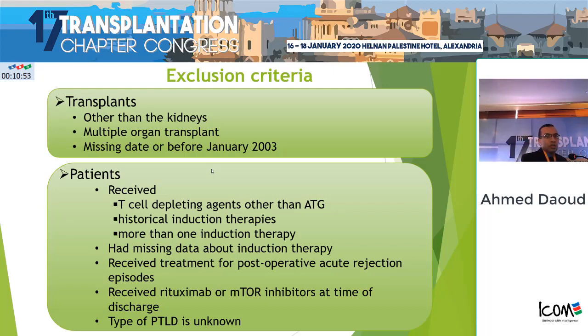Our exclusion criteria for the transplants were transplants other than the kidneys, multiple organ transplants, and missing date or date before January 2003. We excluded the patients who received T-cell depleting agents other than ATG, historical induction therapies like OKT3, or more than one induction therapy. We excluded patients who had missing data about induction therapy, patients who received treatment for acute rejection episodes, patients who received rituximab or mTOR inhibitors at the time of discharge, and patients with the type of PTLD unknown.